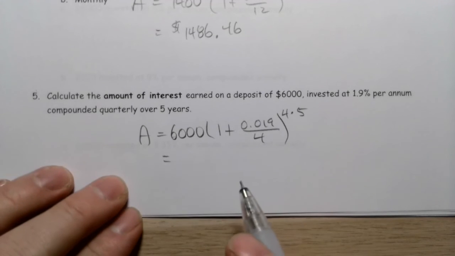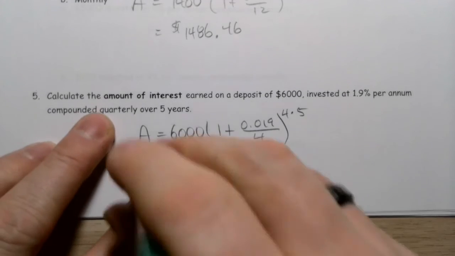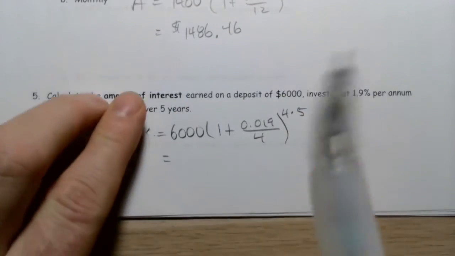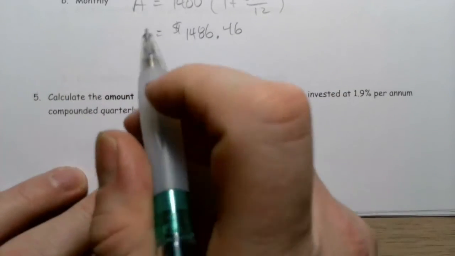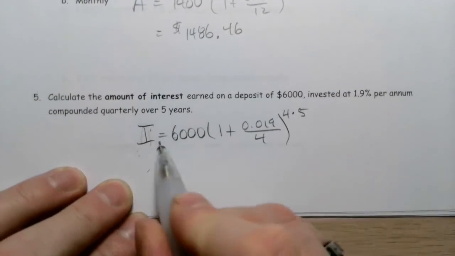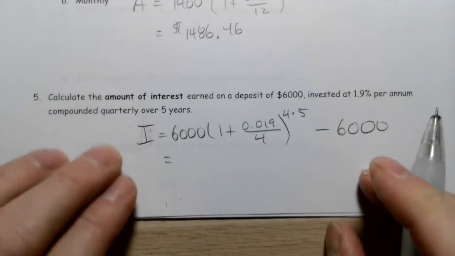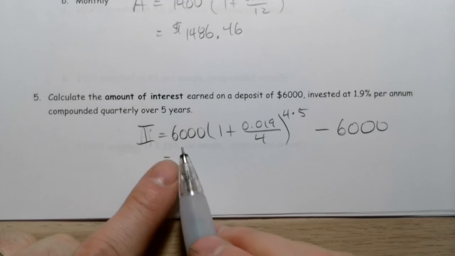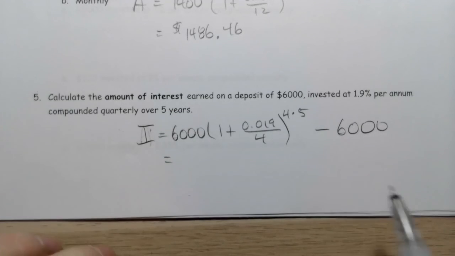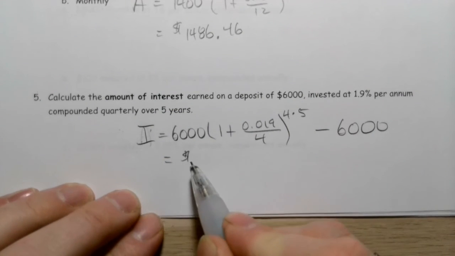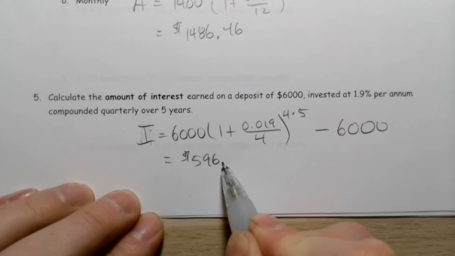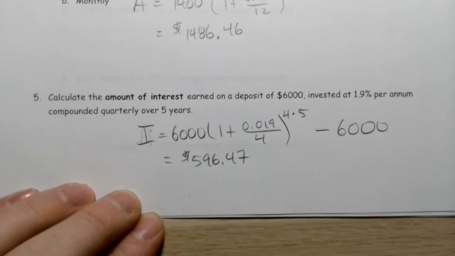So what we're going to do here, I probably should have done it like this. I'll go back and change this. The interest we're going to look for will be the accumulated amount minus the principal. Okay? So accumulated amount minus the principal. And when I do that, we see that we earned $596.47.